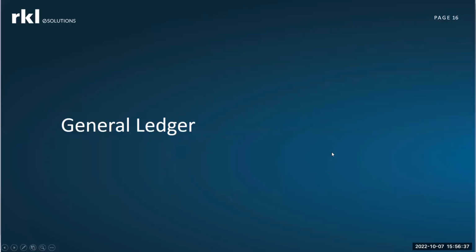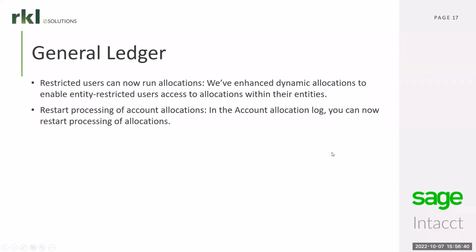General ledger. Restricted users can now run allocations. They've enhanced dynamic allocations to enable entity restricted users access to allocations within their entities if you're using dynamic allocations.